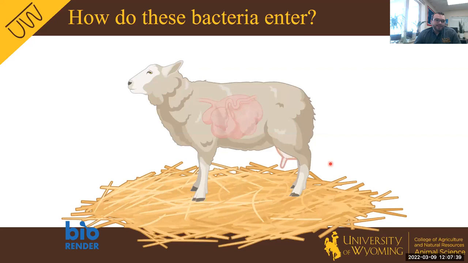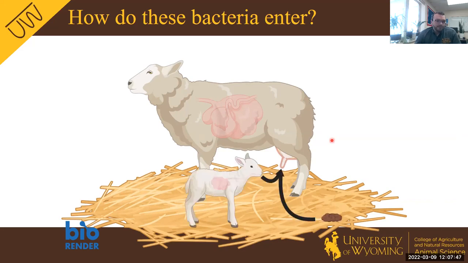So how do these bacteria actually enter the mammary gland to infect it? Well, in this figure, we have a ewe standing in her environment. She's just lambed. In her environment, we include the lamb. So as the lamb suckles, there's bacteria on its face, in its nose, and in its mouth that get onto the teat or into the teat canal to cause infection of the mammary gland.